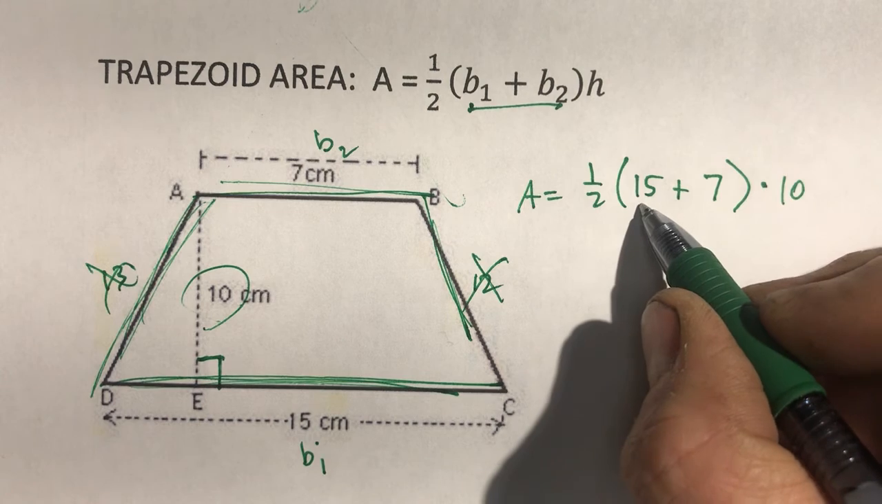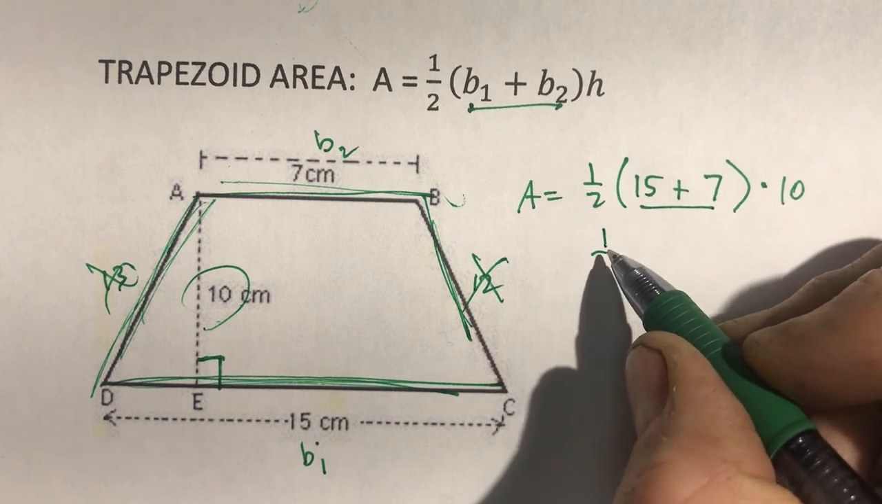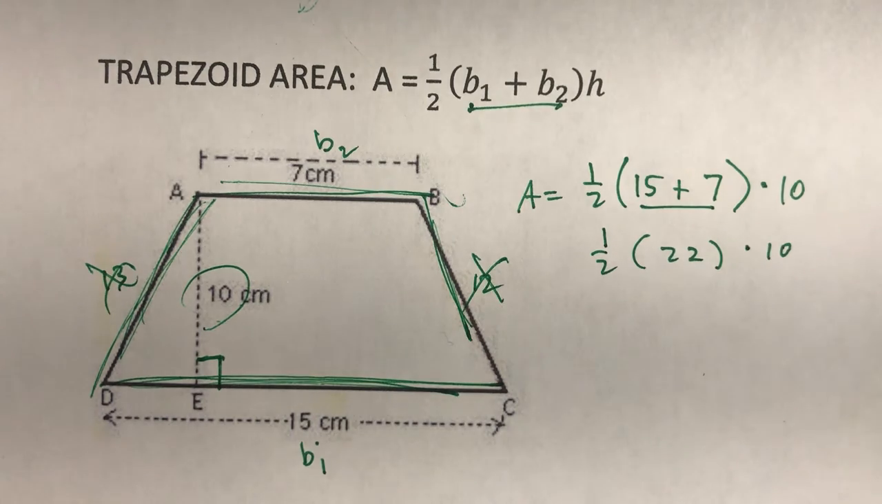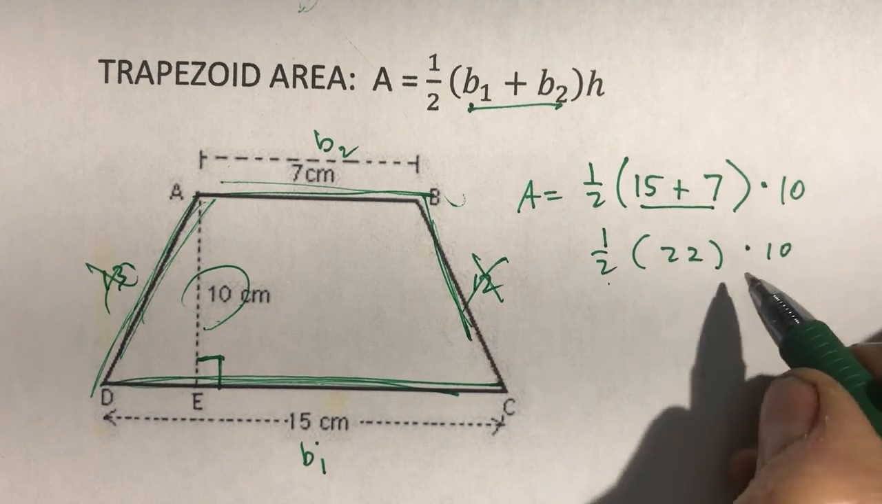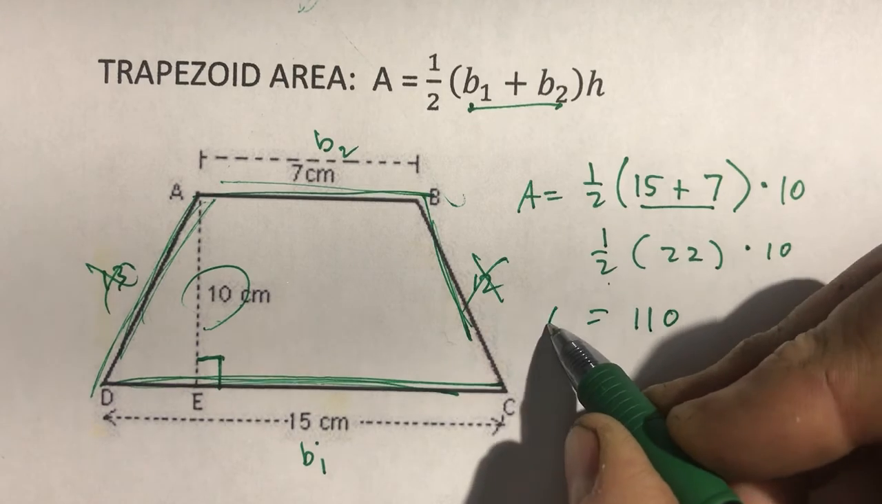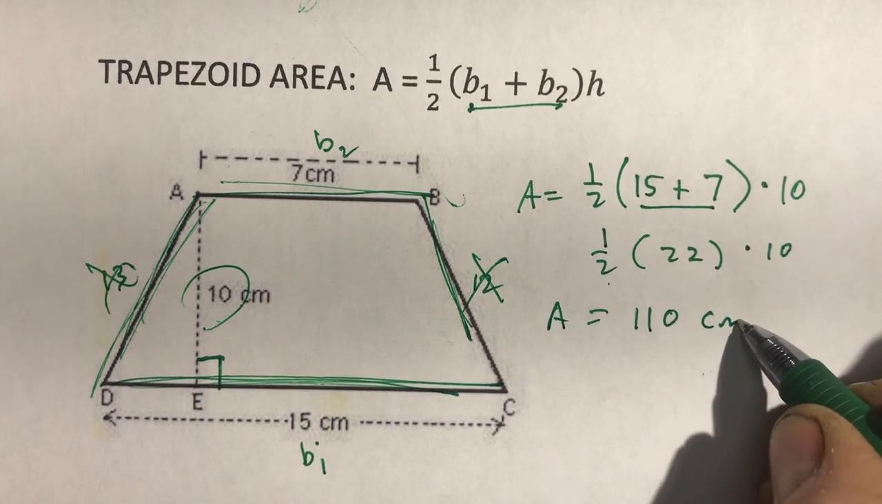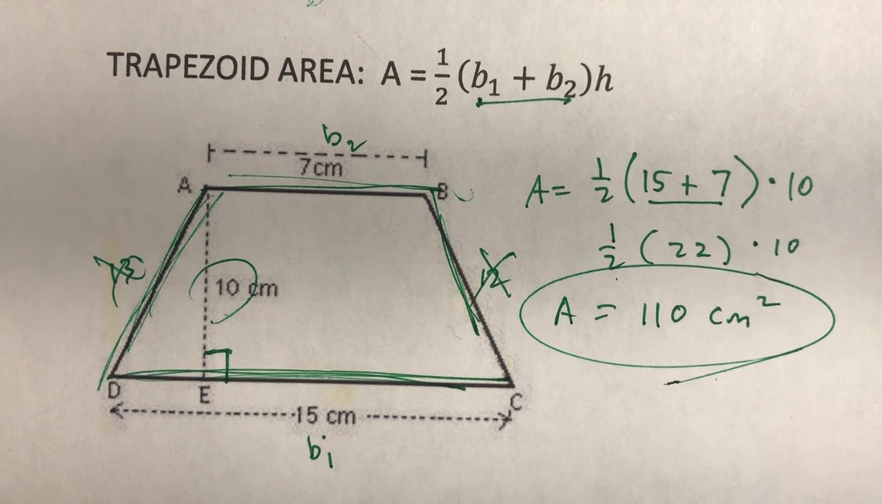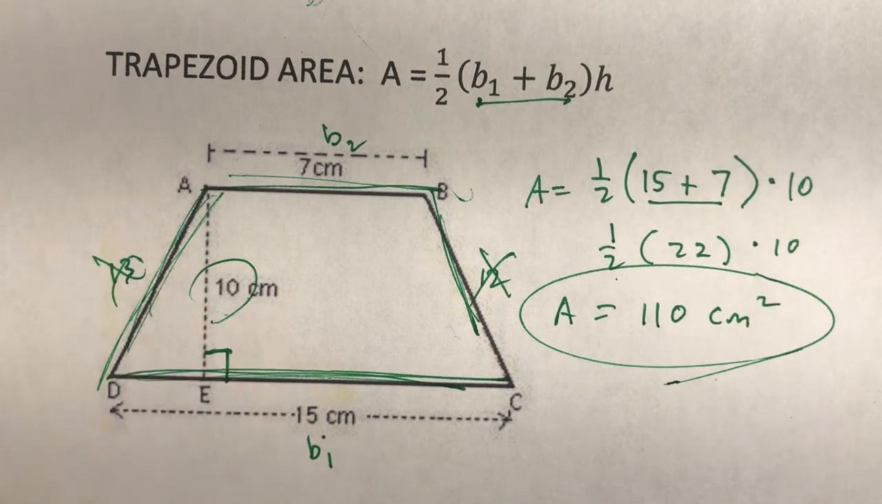So I would just punch this in. So 15 plus 7 is 22, so this is 1/2 times 22 times 10, which 1/2 of 22 is 11, times 10 is 110. So here's my area right here, and this is centimeters squared. Okay, so that's how you do that. The trapezoid is used on ACT a lot, so this is good to know.